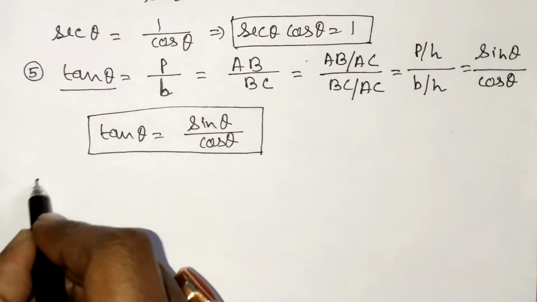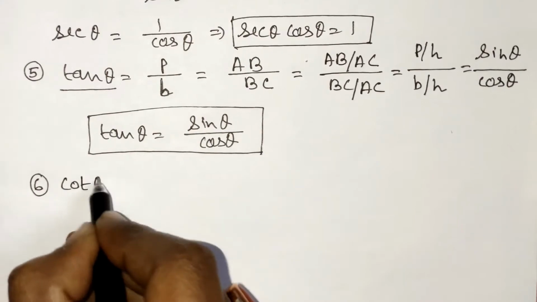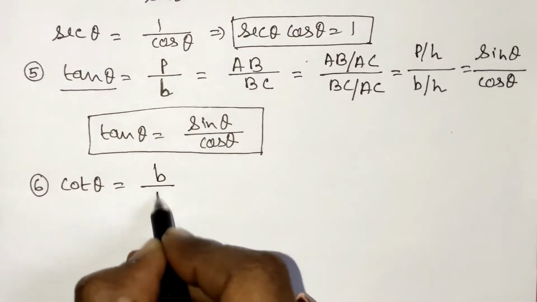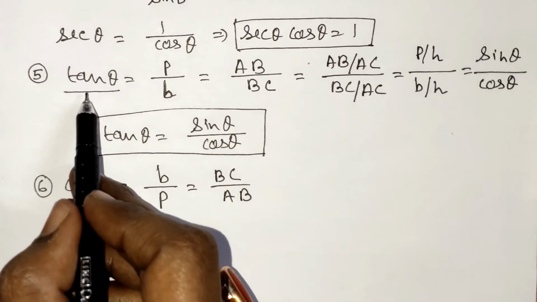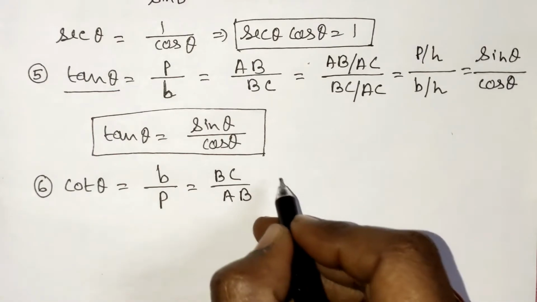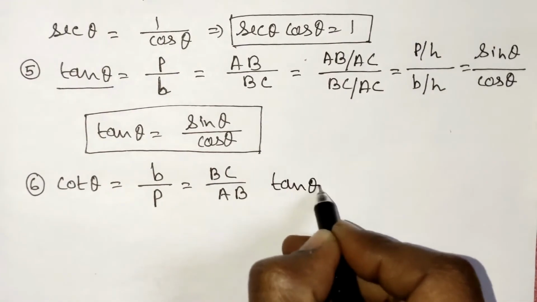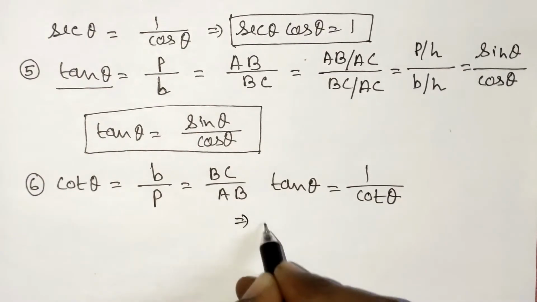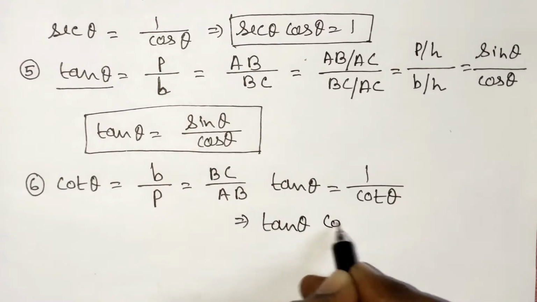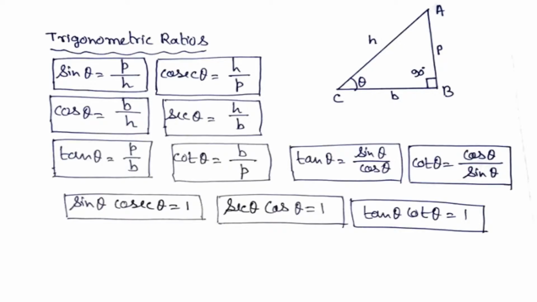Now the sixth one, which is cot theta. Cot theta is equal to base by perpendicular, that is BC by AB. You can observe that tan theta and cot theta are reciprocals. So we can write tan theta equals 1 upon cot theta, which implies tan theta into cot theta equals 1. So the trigonometric ratios of an acute angle in a right angle triangle express the relationship between the angle and the length of its sides.